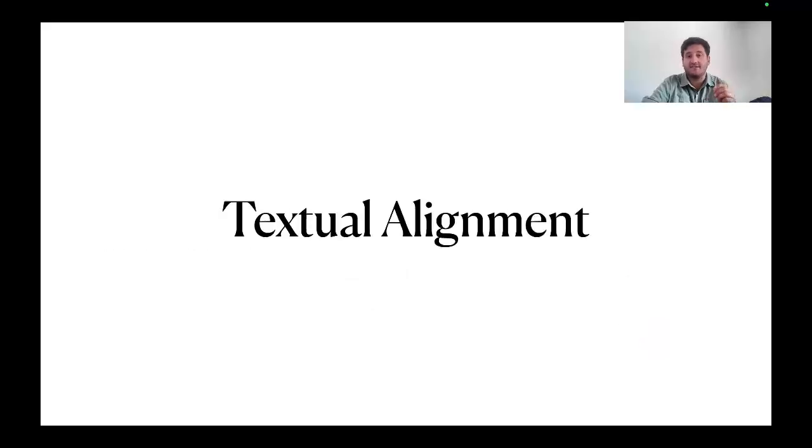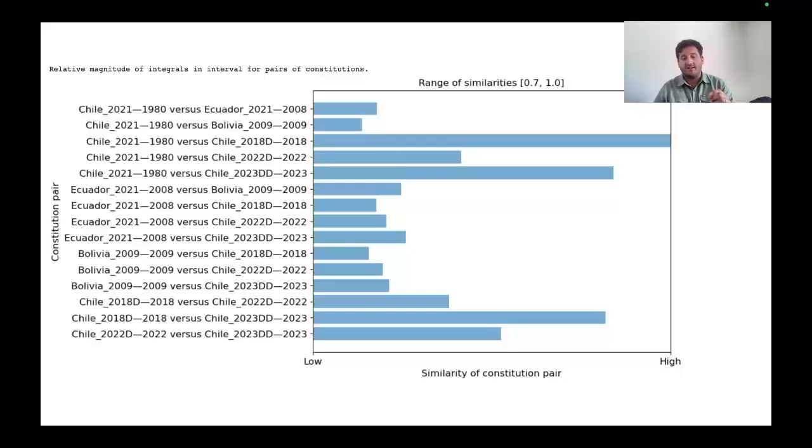Let's go with the textual alignment. You can see here in the bar chart, these three pairwise comparisons produced the three largest integral values in our entire analysis. You have to remember that larger integral values mean more text segments have high similarity scores. That's really important to remember. And you can see here Chile 2021, that's the current constitution, with the draft of 2018, current constitution with the draft of 2023, and the draft of 2018 with the draft of 2023.